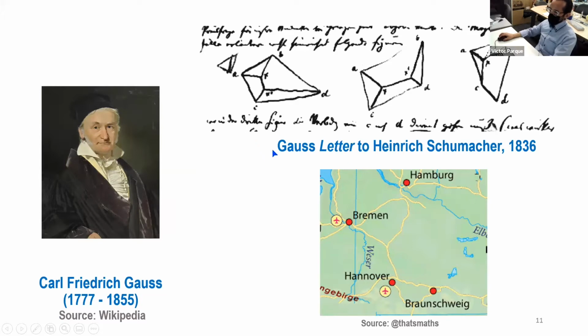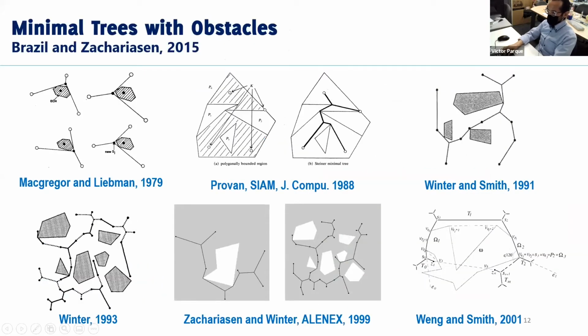And he tried to send a letter to Schumacher in this year, trying to outline the possible configuration of the optimal tree. This problem was quite famous because many people believe that Gauss was trying to help his son build a kind of military network in Germany. And then this problem also attracted the attention of many researchers along the past decades.